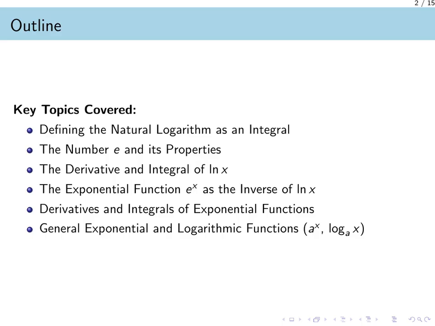its fundamental properties. With our new definition in hand, I will show you how to find the derivative and integral of the natural log of x, which follows directly from the fundamental theorem of calculus. Next, we will use this logarithm function to formally define the exponential function, e to the power of x, as its inverse. Finally, we will use this inverse relationship to derive the rules for the derivatives and integrals of exponential functions, completing our rigorous development of these important mathematical tools.